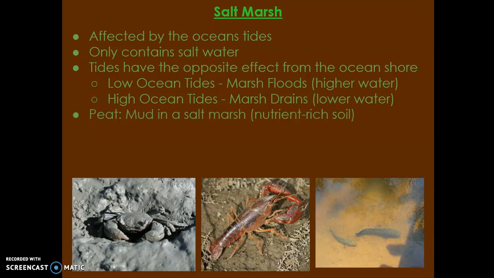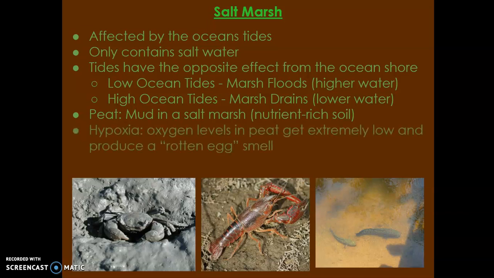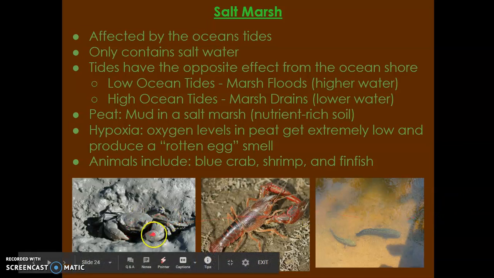All right, peat is the mud in a salt marsh, and that's that nutrient-rich soil. And then hypoxia is when oxygen levels in the peat get extremely low and produce a rotten egg smell. And the different animals include the crabs, the shrimp, and lots of different types of fish.